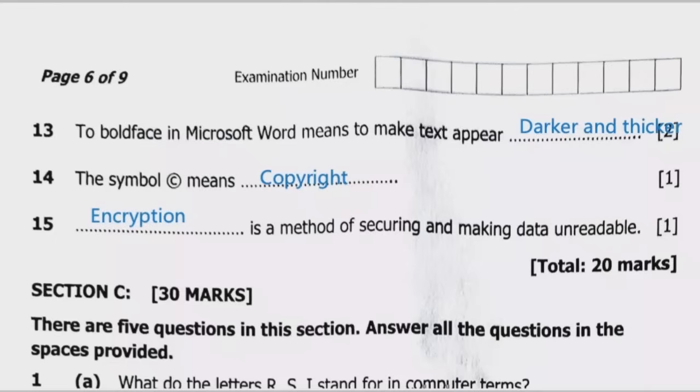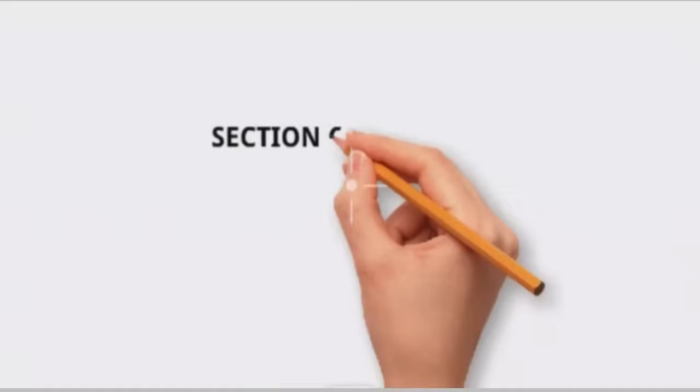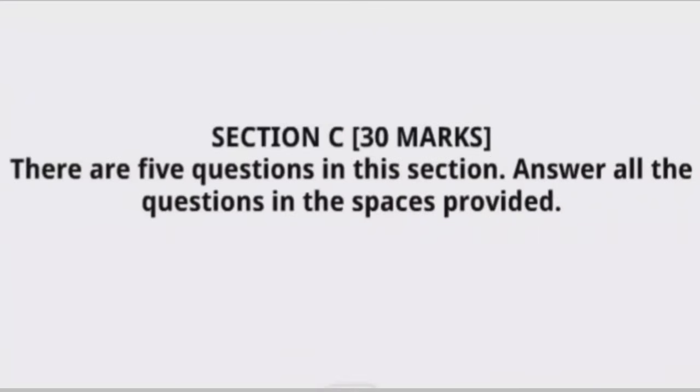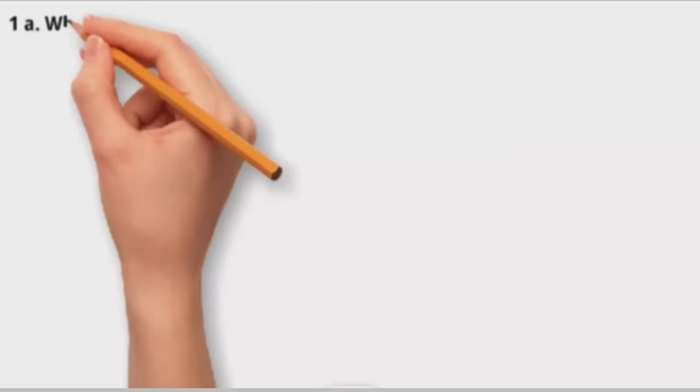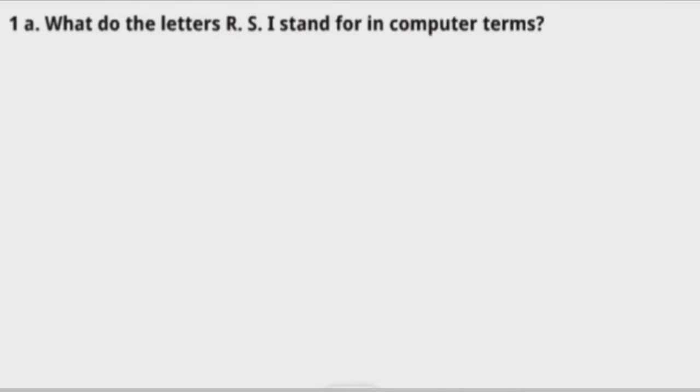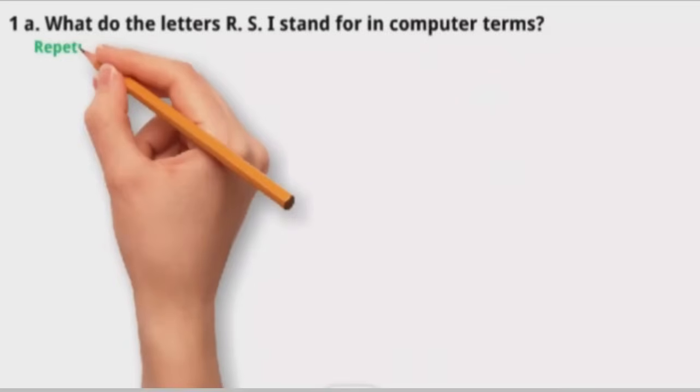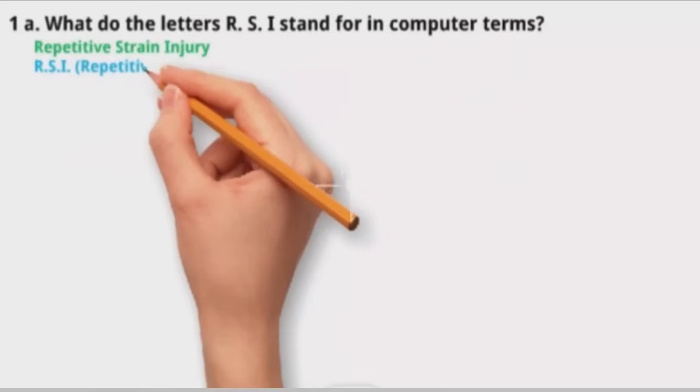Let's go to section C. Section C, 30 marks. There are 5 questions in this section. Answer all the questions in the spaces provided. Now let's go to question 1A. What do the letters R, S, I stand for in computer terms? Correct answer, repetitive strain injury.